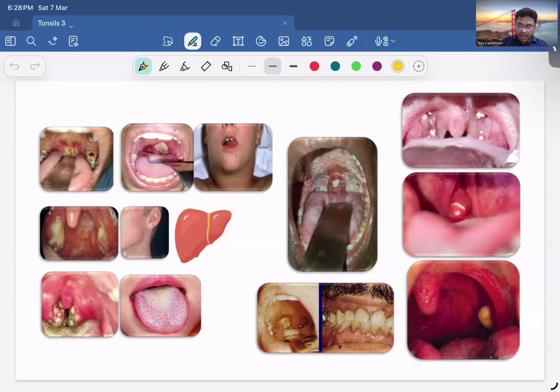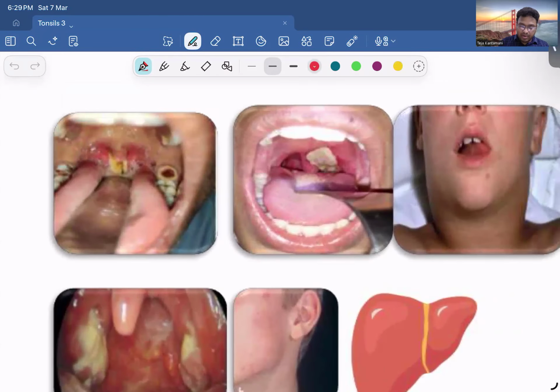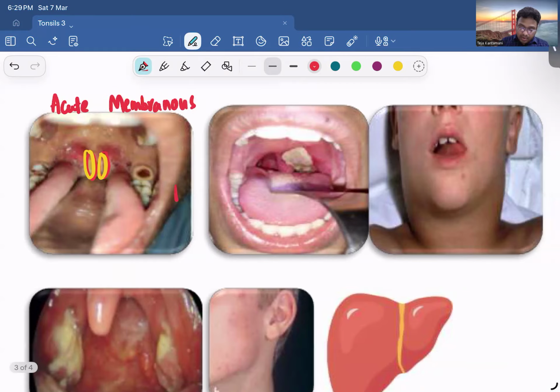tonsil. So before going into the topic, can you identify this picture with a membrane over the tonsil? So what is this type? This type is known as acute membranous type. Agreed? We discussed in the previous session that acute membranous is nothing but a coalescence of all the pus points on the surface of acute follicular to form an acute membranous tonsillitis. So this membrane will not be the same as your diphtheritic membrane. Then scenario 1 is acute membranous tonsillitis.